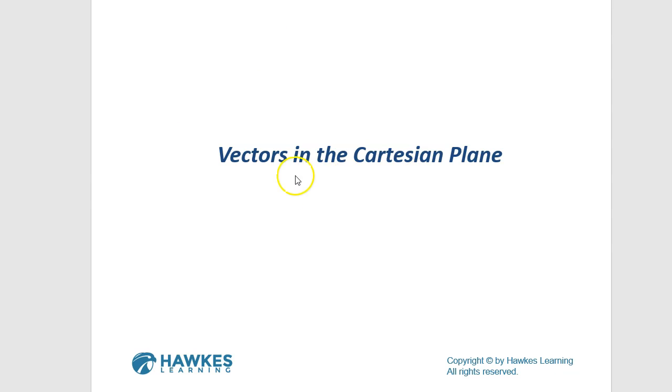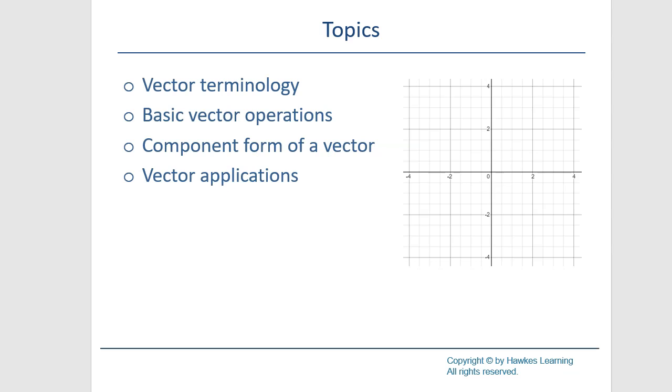Alright, trig class, in the next section we're going to look at vectors. So what is a vector? A vector is basically a direction and a magnitude.